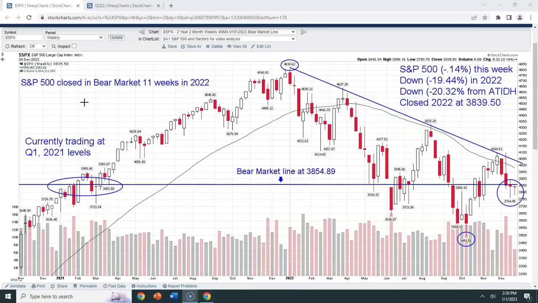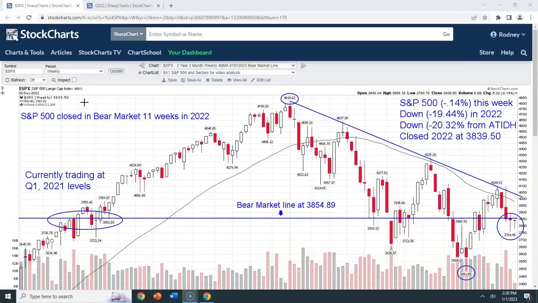Today we will be doing technical analysis on the S&P 500 and the QQQs for the week ending Friday, December 30th, 2022. And for this analysis, we will be using stockcharts.com.